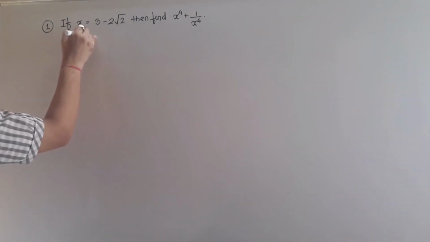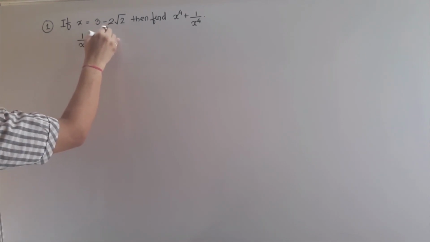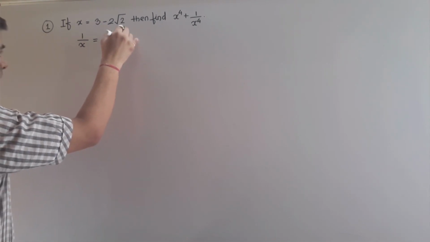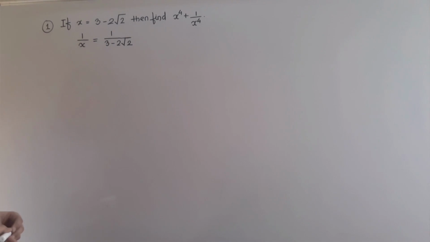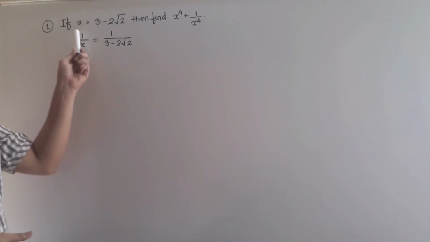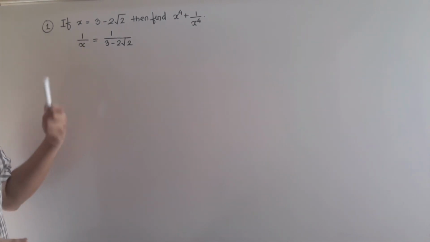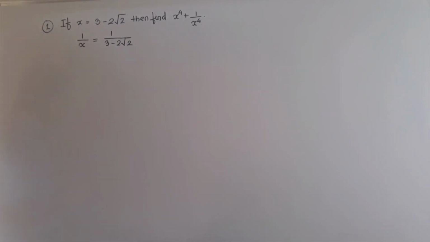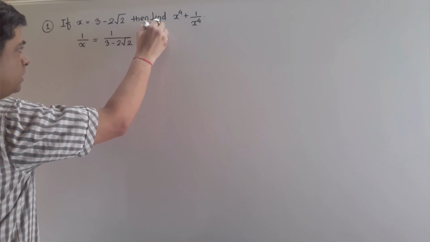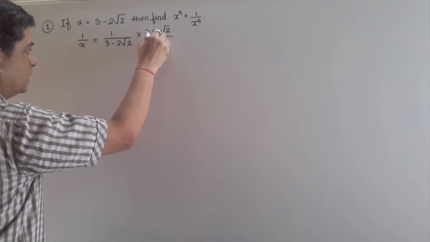First of all, I will find out in the question the value of 1 upon x. So that will be 1 upon 3 minus 2 root 2. As you know, in the previous question I took the reciprocal of the given term. So if I take the reciprocal of x, it becomes 1 upon x, because under x I can suppose 1. Same way here also, I can suppose 1 above, and if I take the reciprocal, it will become 1 upon 3 minus 2 root 2. Now I am rationalizing this one. So 3 plus 2 under root of 2 divided by 3 plus 2 under root of 2.